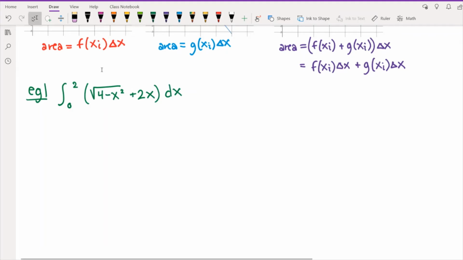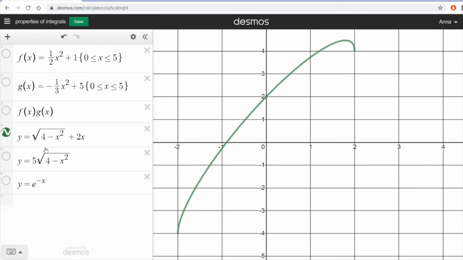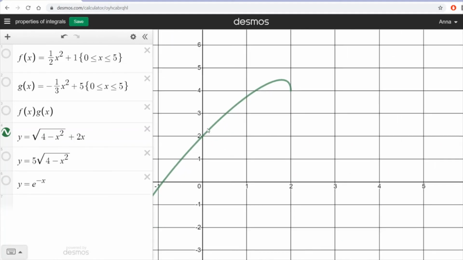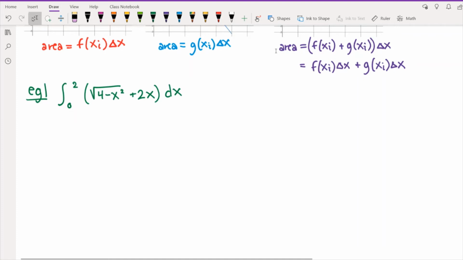So I just want to show you what the graph of this function looks like, to show you that it's not really a shape that we would know how to find the area of. If you look on Desmos, this is the graph of y equals square root of 4 minus x squared plus 2x. So if we're integrating from 0 to 2, we're looking at this part of the graph, but it's just a funny curved shape. This is not something that at this moment in time we know how to evaluate. However, if we split this integral into two integrals, then we'll have two integrals that we actually do know how to do.